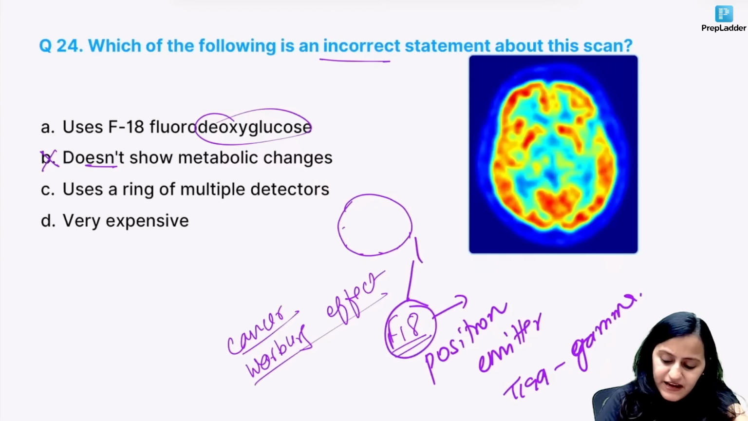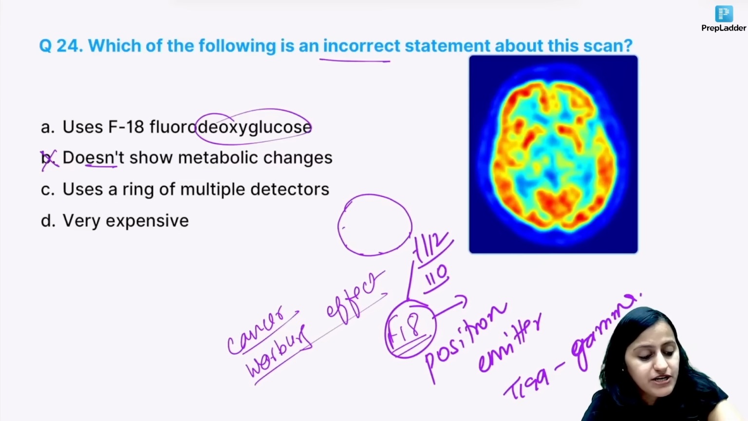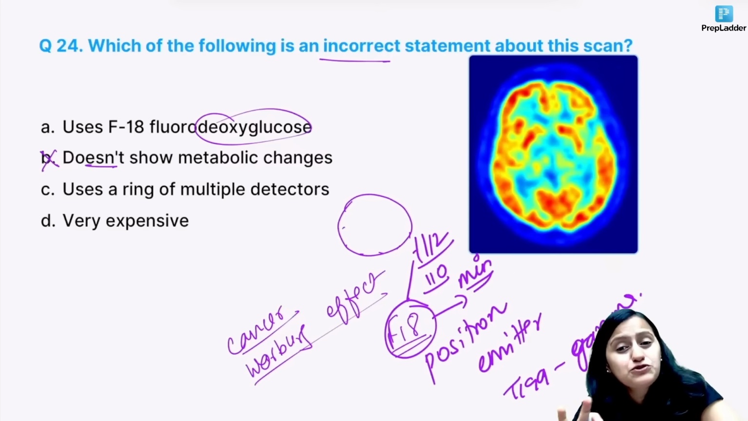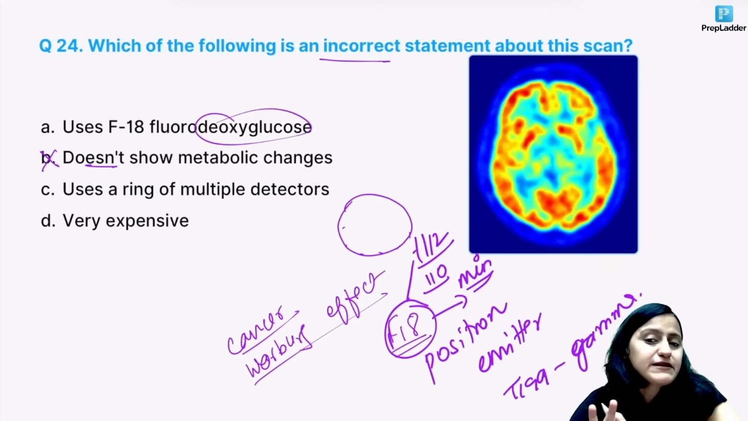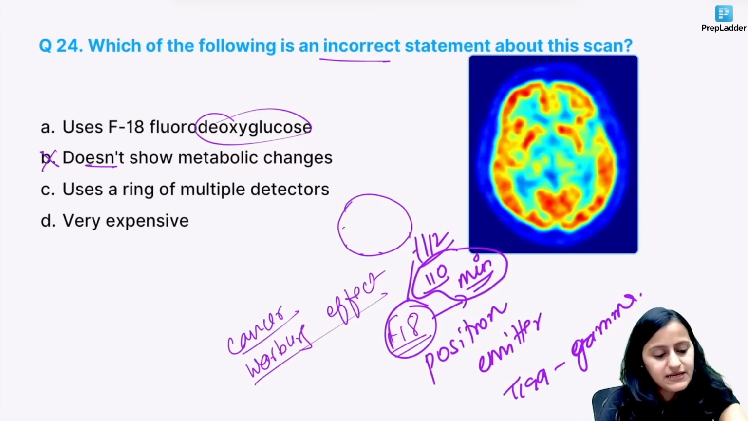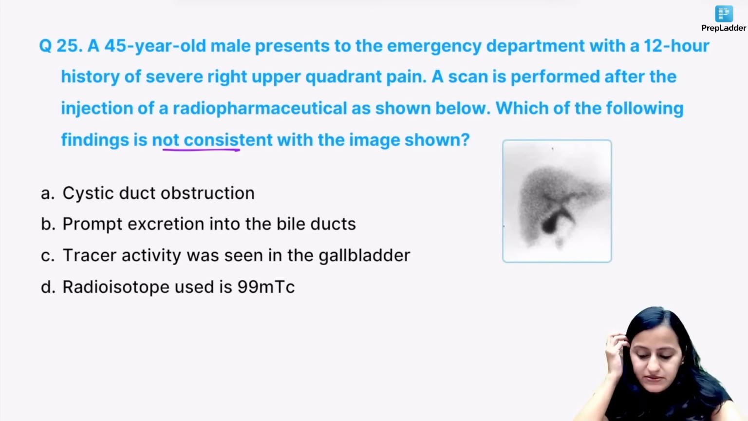What is the half-life of F18? 110 seconds, minutes, hours or days? 110 minutes, approximately 2 hours. Good enough to complete the scan and not so long that the patient will keep emitting the radiation. So even that has been asked. The half-life is 110 minutes. Correct.